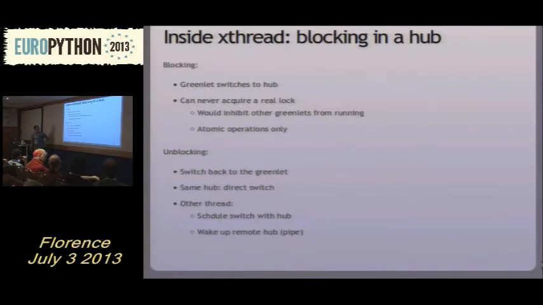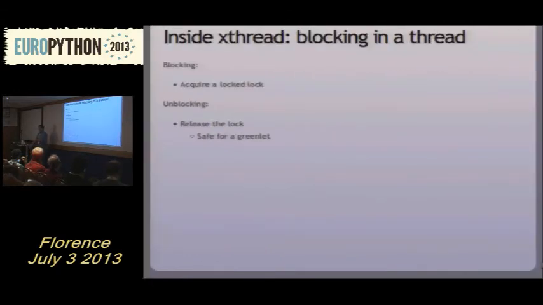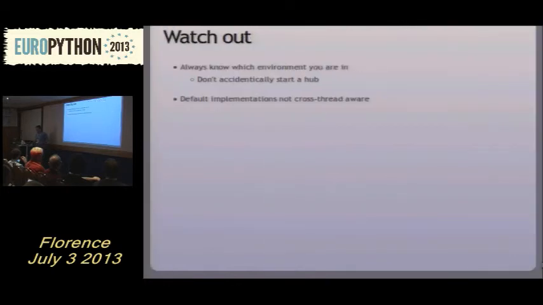In threads, it's quite a little bit more straightforward. When you want to block a real thread, you just use a lock that the thread tries to acquire. Unlocking that is safe to do from a greenlet, so that's quite straightforward enough. So that's a very, very short introduction to how this communication can actually happen between different threads.